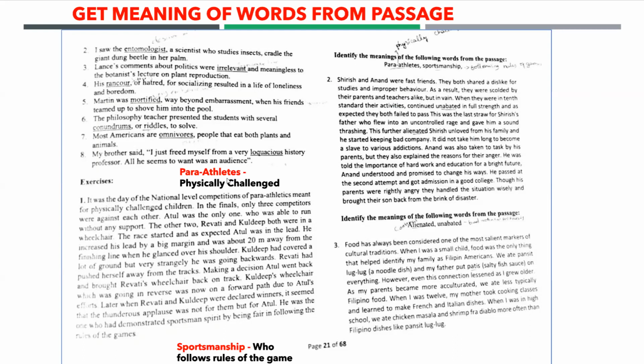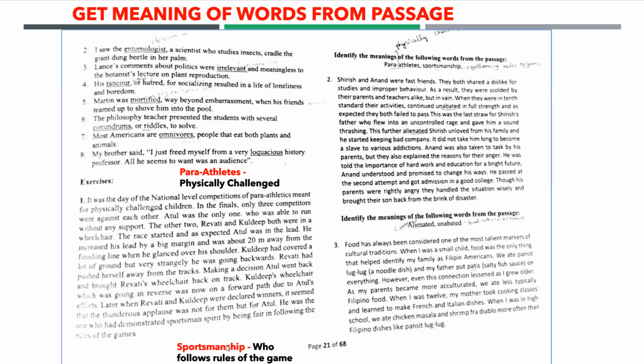So you can just mention that, that's it, nothing else. You just have to find out the word they ask for. Then you can read that particular sentence, you will have the meaning, then you write it down. Answer is para athletics means physically challenged children. There you will get marks.